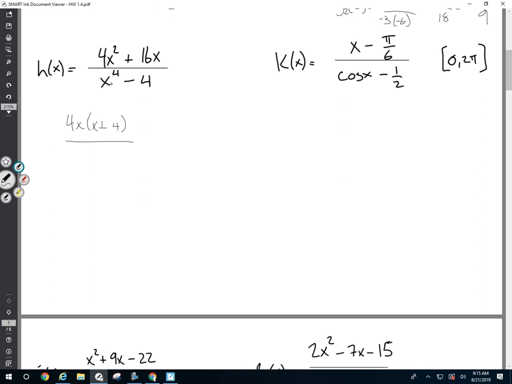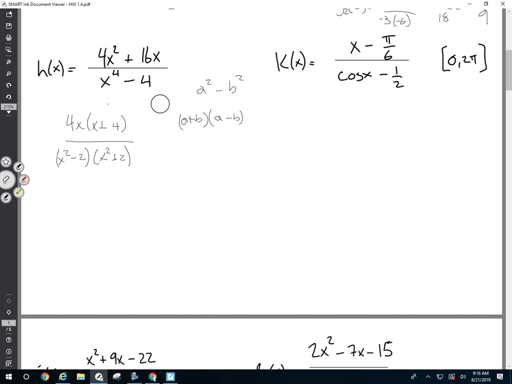x to the fourth minus 4 is a difference of squares, so I have (x squared minus 2) and (x squared plus 2). For a difference of squares, we remember that if we have a squared minus b squared, it simplifies to (a plus b) times (a minus b). This is x squared being squared, and this is 2 being squared. So that's why I have x squared minus 2 and x squared plus 2.